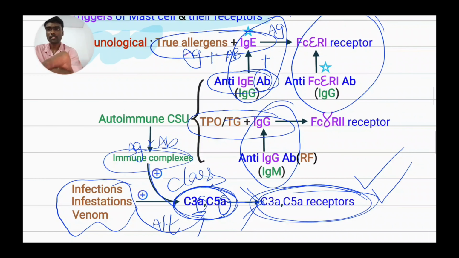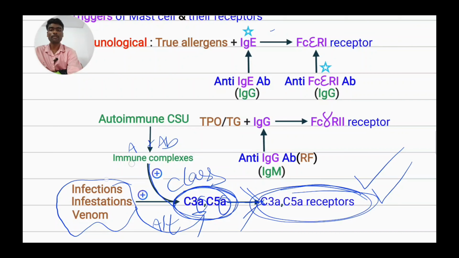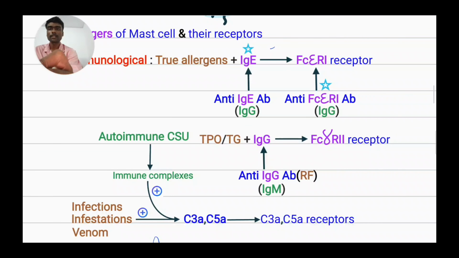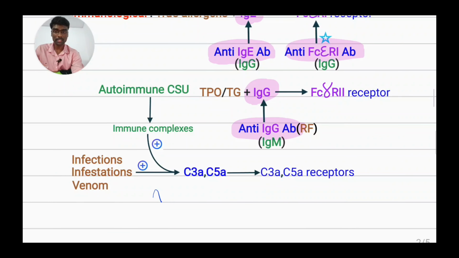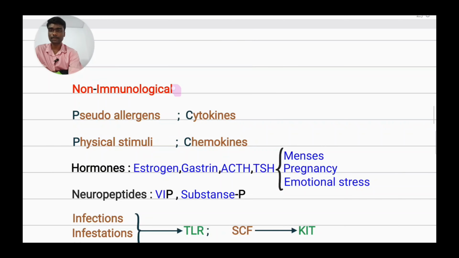Clear? Now we will summarize all the immunological triggers of the mast cell. First and most important is the IgE antibody and antibodies against IgE and the Fc epsilon R1 receptor. Then IgG and antibody against IgG. Simple. Clear? Those are the immunological triggers of the mast cell. Then coming to non-immunological triggers.